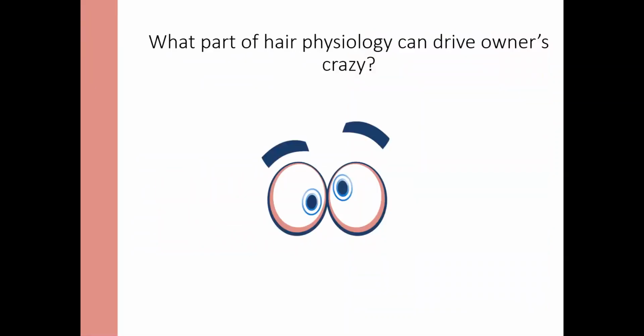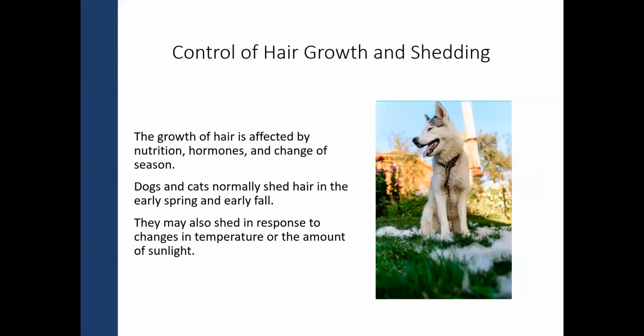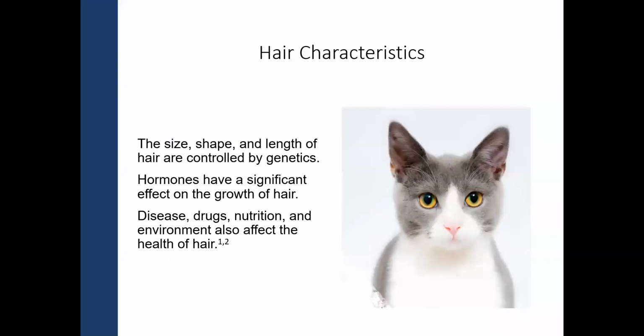What part of hair physiology can drive owners crazy? It's the shedding, of course. Let's look at control of hair growth and shedding. The growth of hair is affected by nutrition, hormones, and a change of seasons. Dogs and cats normally shed hair in the early spring and early fall. They may also shed in response to changes in temperature or the amount of sunlight.